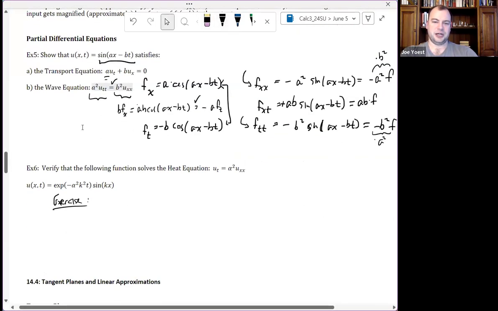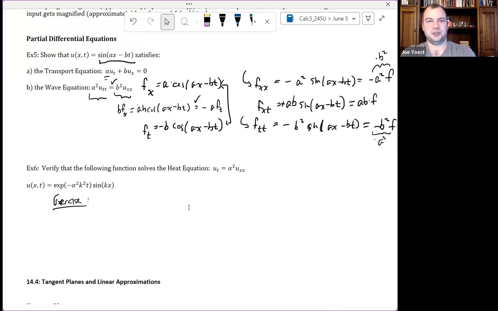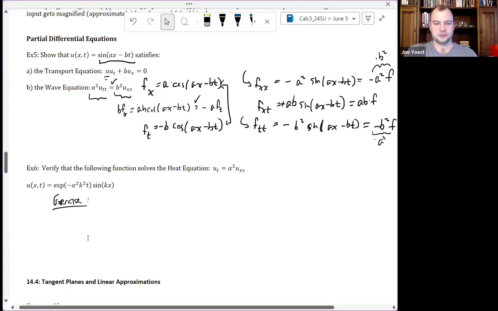Again, I'll leave it as an exercise, exercise 6 here, to show that this function, e to the minus alpha squared k squared t times sine of kx, satisfies the heat equation, partial of u with respect to t equals alpha squared times the second partial of u with respect to x. Any questions on partial derivatives?